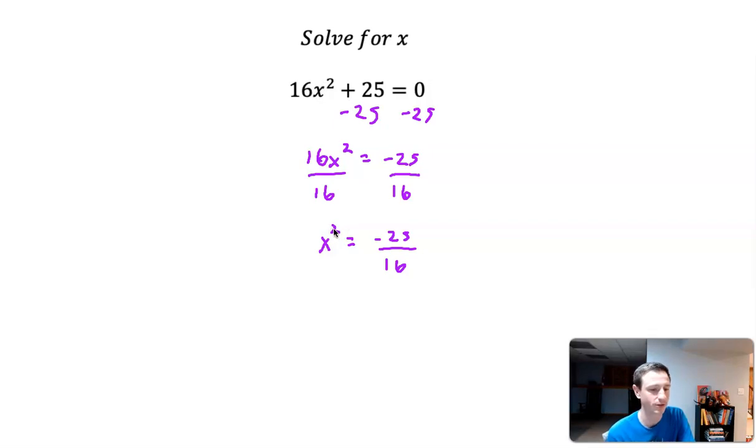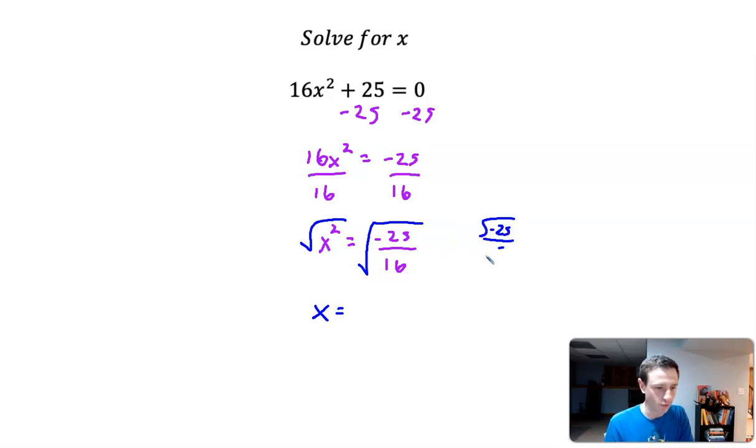And then now I want to solve for x by taking the inverse of x squared, which is taking the square root of x squared. So I'm going to have x equals, a couple things are going to happen in this process. I'm going to have the square root of negative 25 over the square root of 16. So you could do this as the square root of negative 1 times the square root of 25 over 16. It doesn't really matter, but I'm just going to write this as the square root of negative 25 over the square root of 16.